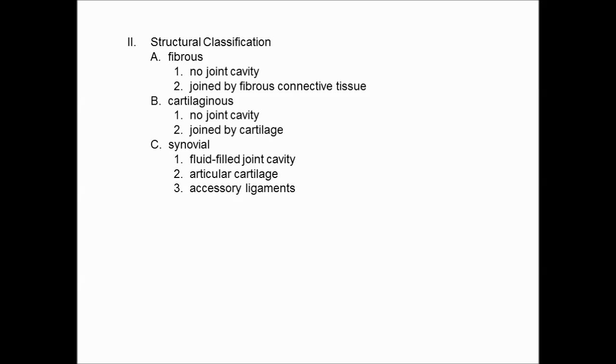A cartilaginous joint, again, doesn't have any cavity or synovial fluid chamber. The two structures are connected, but instead of by connective tissue that's fibrous, they're joined by cartilage. And finally, the other architectural classification is the most flexible of joints, the synovial joint. There's a synovial cavity that contains fluid, and it also has some articular cartilage that's part of the joint, and often there's all kinds of accessory ligaments and other structures, as we'll discuss.